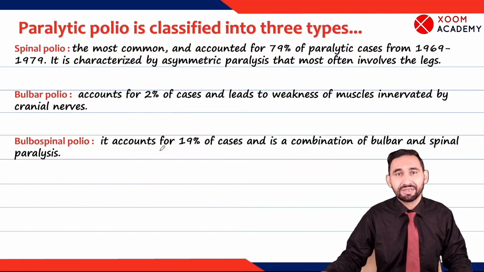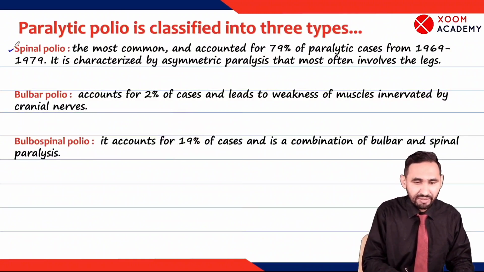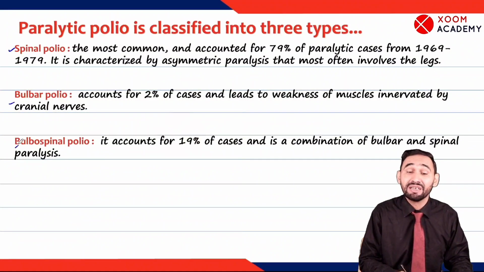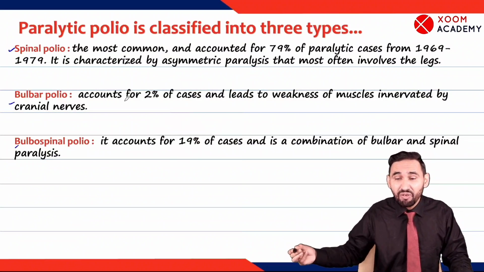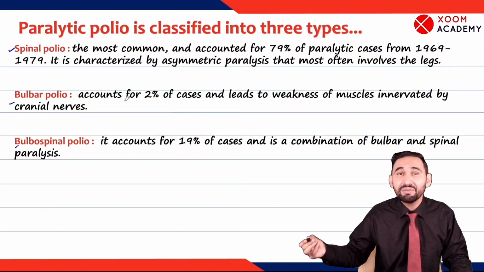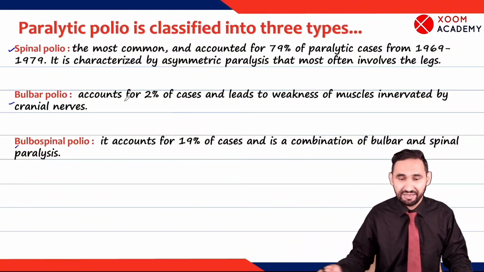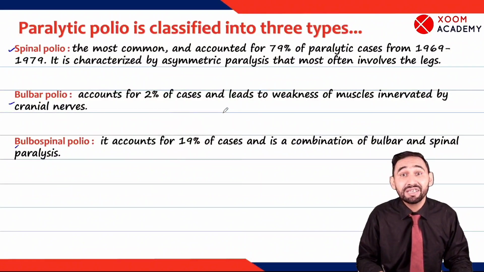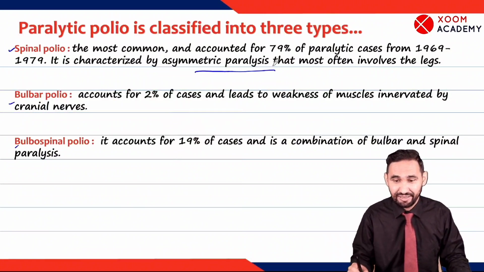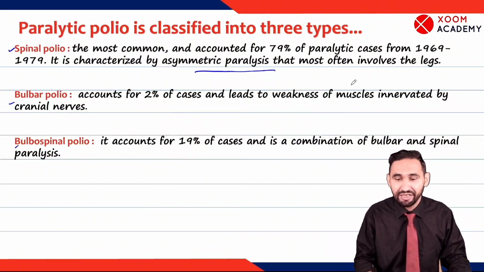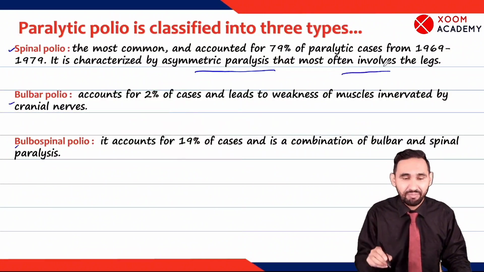As we have discussed, polio causes paralysis. Paralysis has three types: spinal polio, bulbar polio, and bulbospinal polio. Spinal polio is most common. It accounts for 79% of paralytic cases. It is characterized by asymmetrical paralysis and it often involves the legs. It involves the lower limb. Asymmetrical paralysis is present in spinal polio.